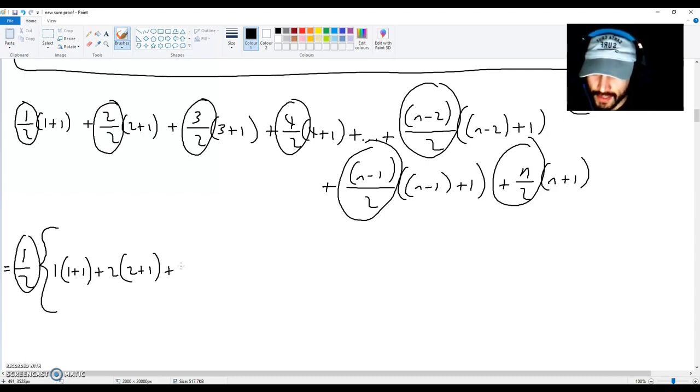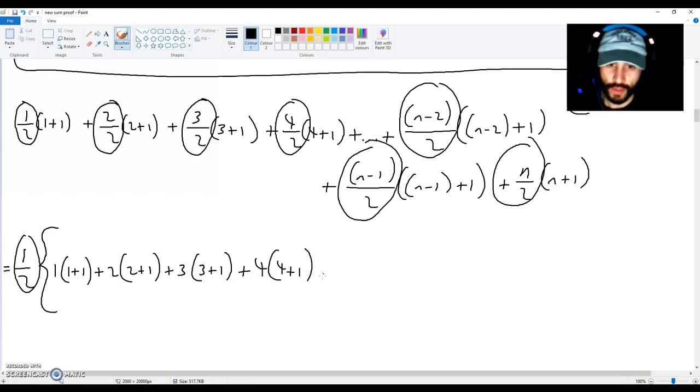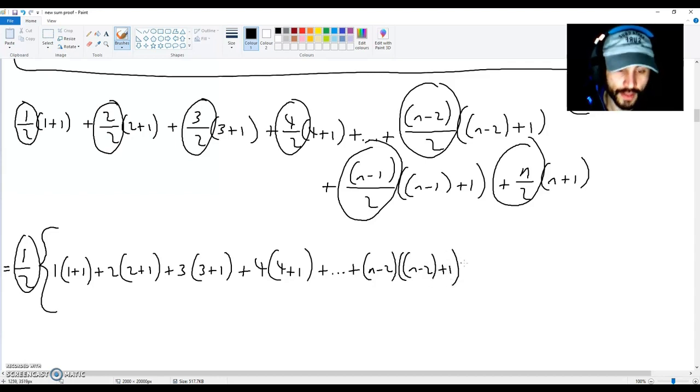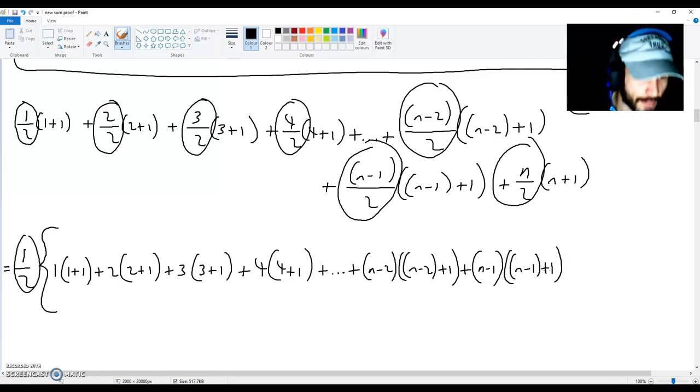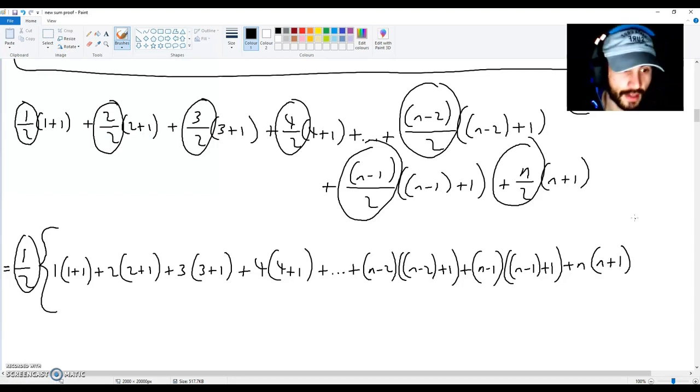Okay, we are going to get plus 3 multiplied by 3 plus 1, and plus 4 multiplied by 4 plus 1, and then plus, and so on, up to n minus 2 multiplied by n minus 2 plus 1, plus n minus 1 multiplied by n minus 1 plus 1, and then plus n multiplied by n plus 1, all in brackets. And things have changed because we brought out that half.